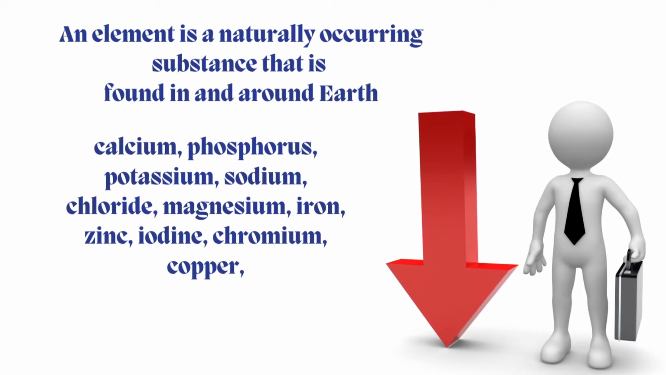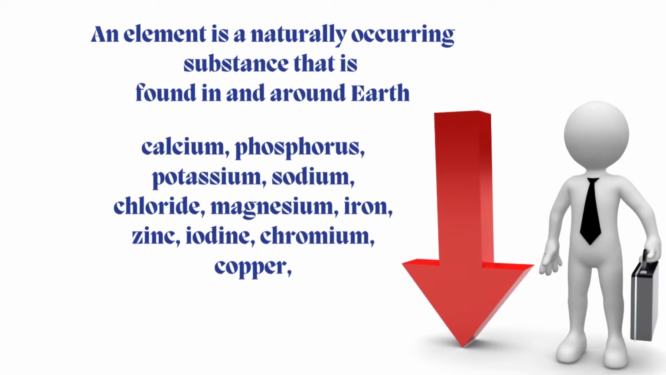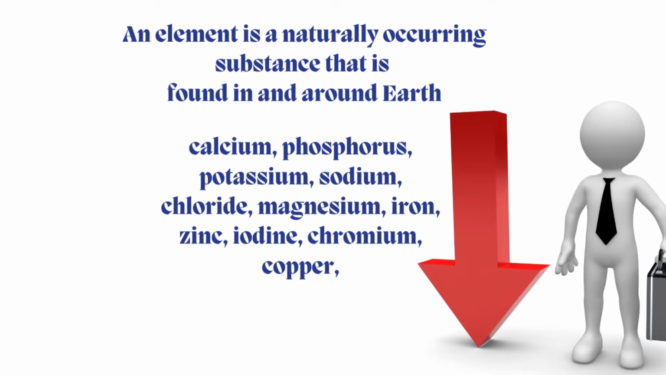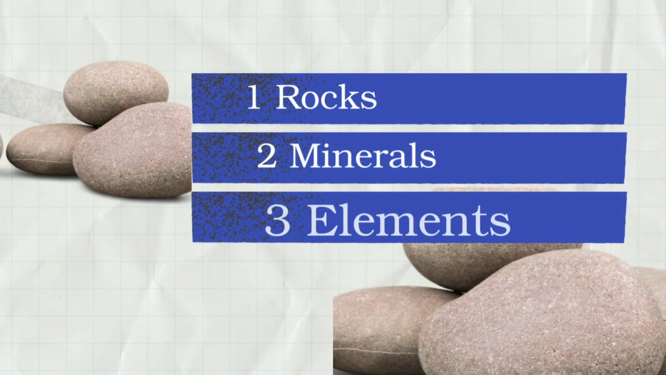We have about 94 of them. For example, you can see calcium, phosphorus, potassium, sodium, and what? Chlorine there, is it not? Yes. So what I'm trying to say is that rocks are formed by minerals, and these minerals contain natural elements. Do you get it now?